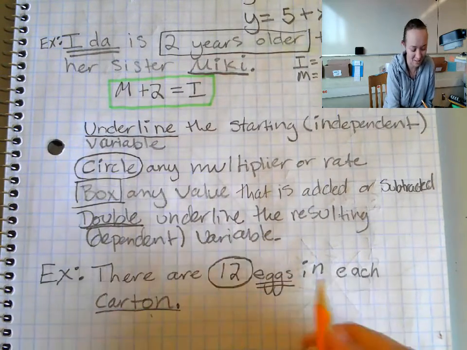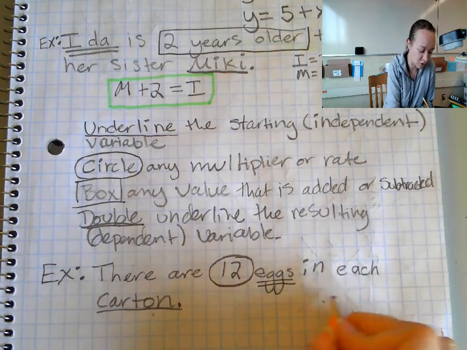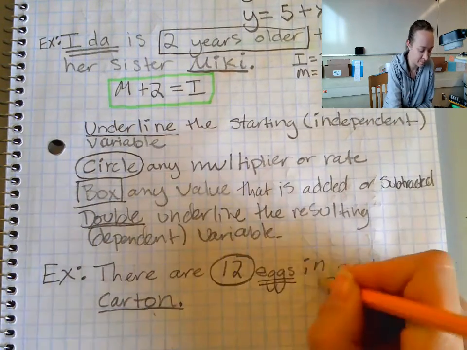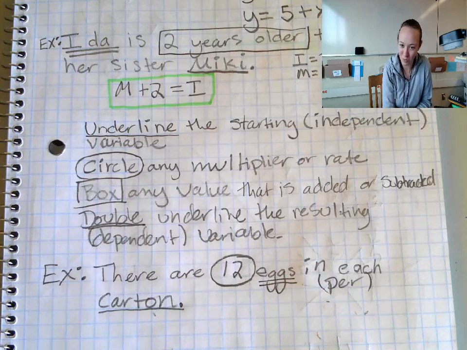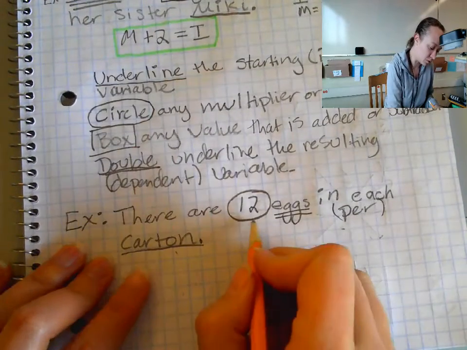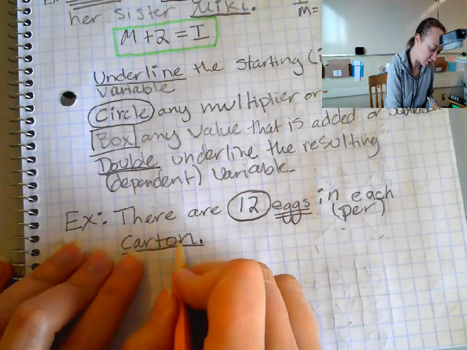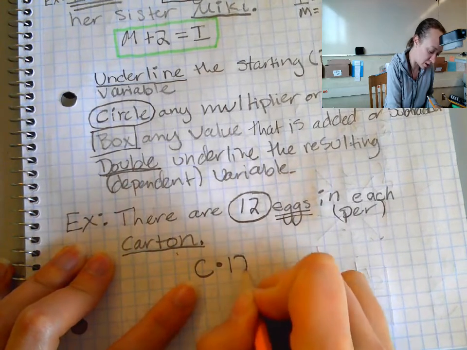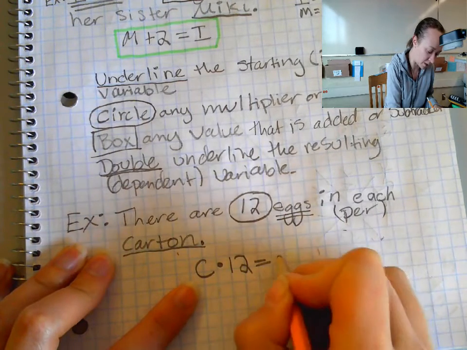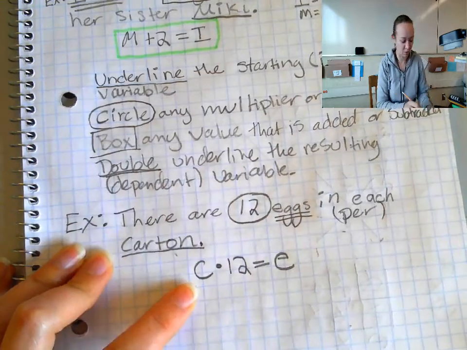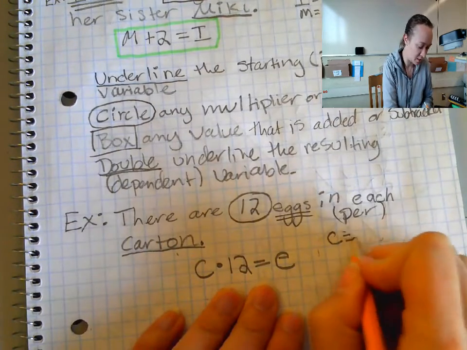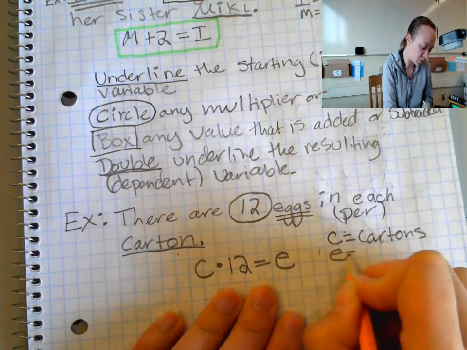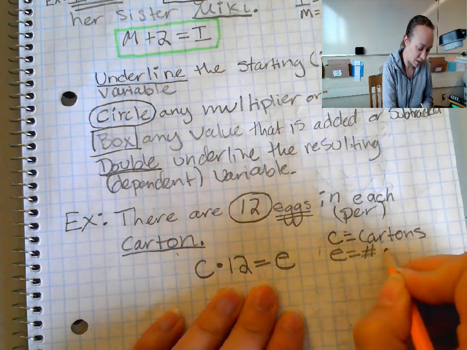And I can tell that because of the "in each," or another word that you might see sometimes would be "per." That's a clue that you're doing a multiplier. So then my rule would be that I would take my starting variable, C, multiply it by 12, and it would give me my resulting variable, E, where C equals the number of cartons, and E equals the number of eggs.